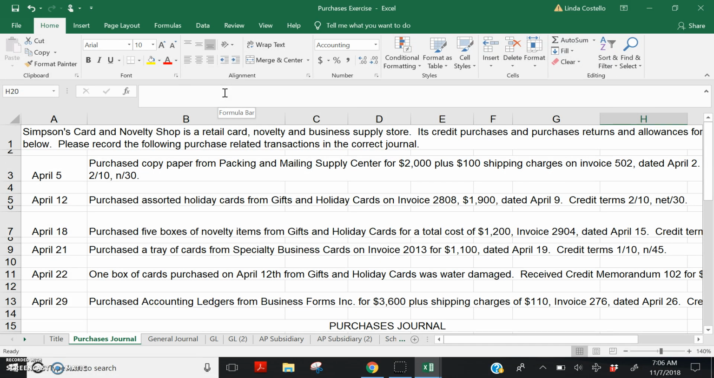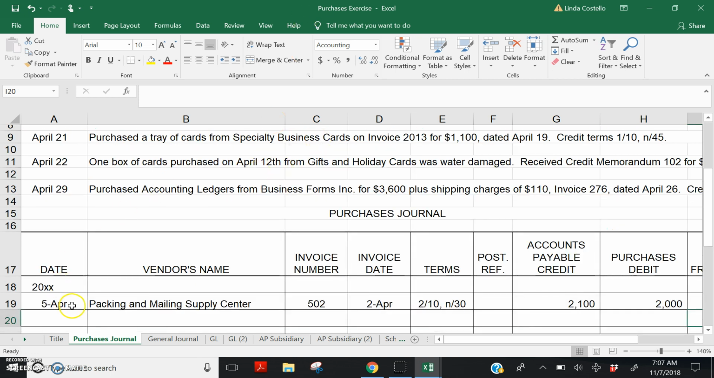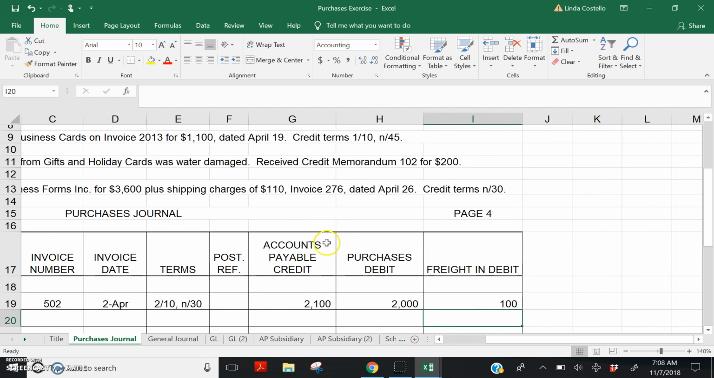Let's begin. Date April 5th. Vendor's name Packing and Mailing Supply Center. Their invoice number 502, dated April 2nd. Terms $210 net 30. Credit accounts payable $2,100. Debit purchases $2,000. Debit freight in $100.